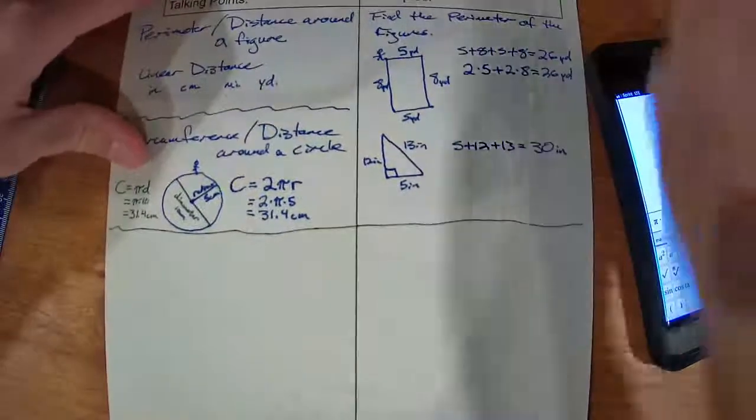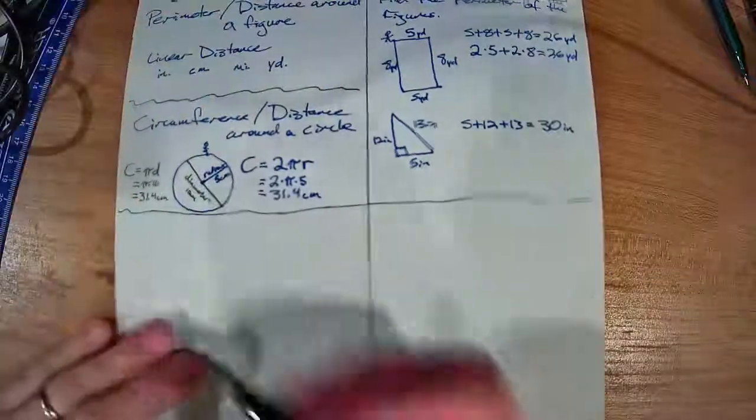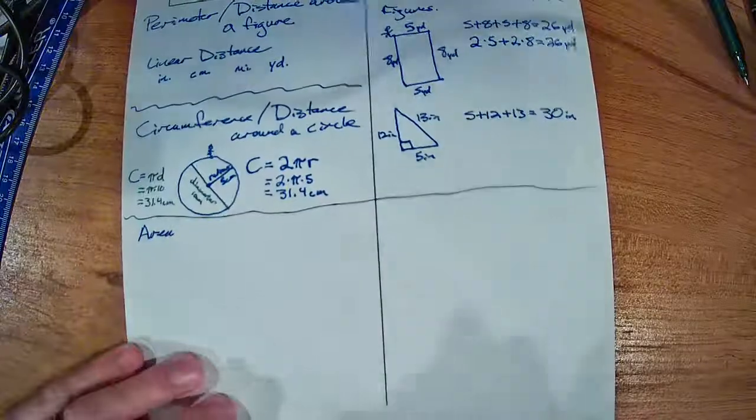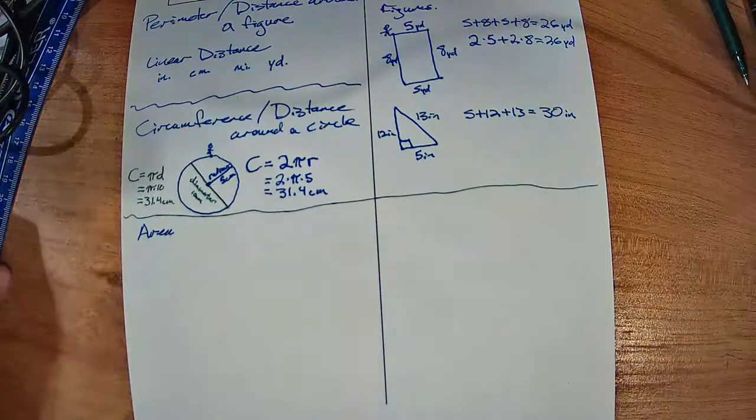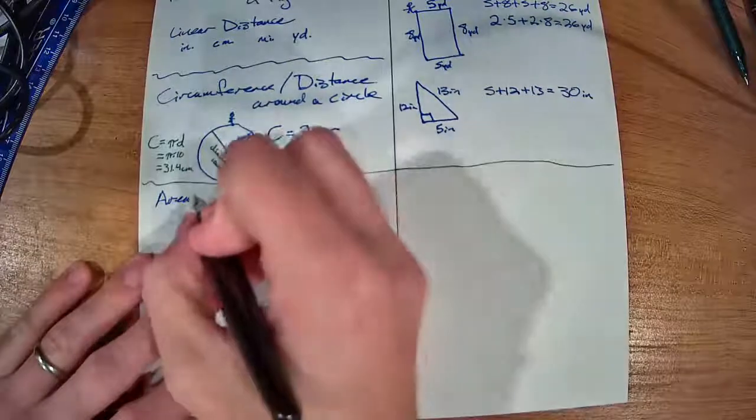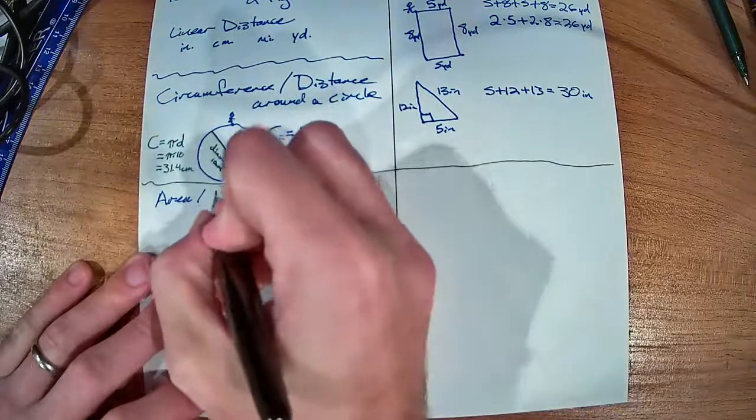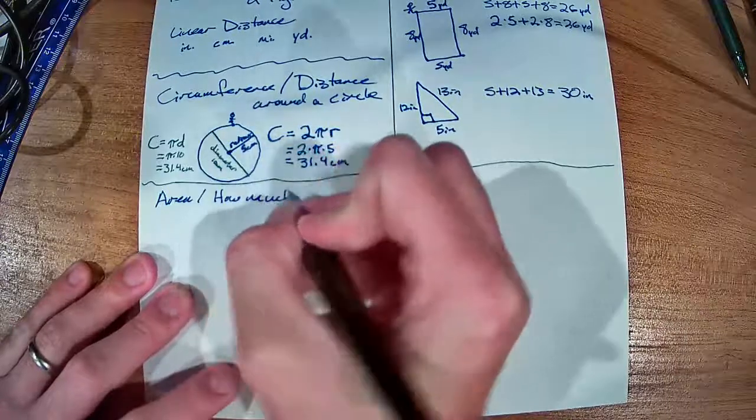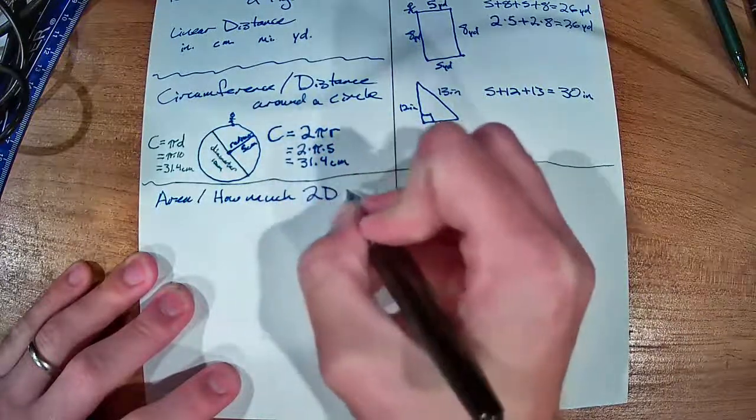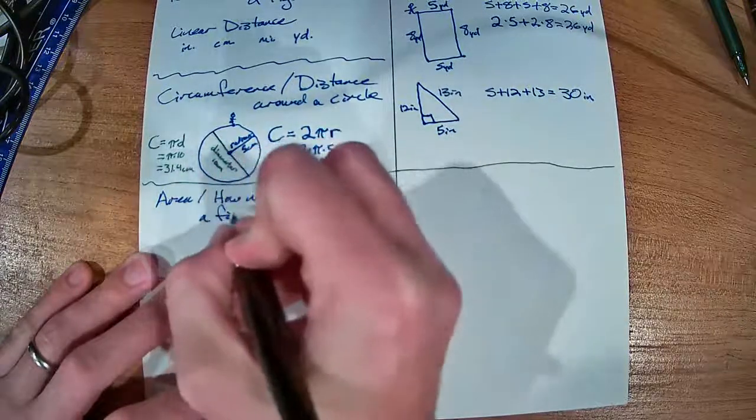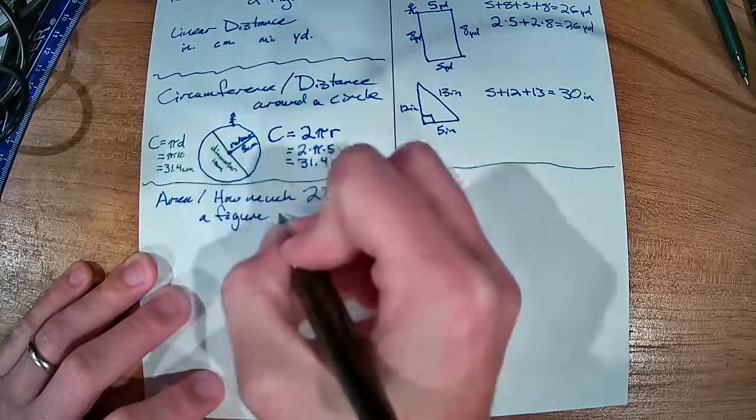Let's talk about a new concept. This one, set that off to the side. This time, let's talk about area. Okay, we've talked about area briefly before in another video, but let's kind of hit on it again. If we're talking about the area of a figure, we're talking about how much 2D space a figure takes up.